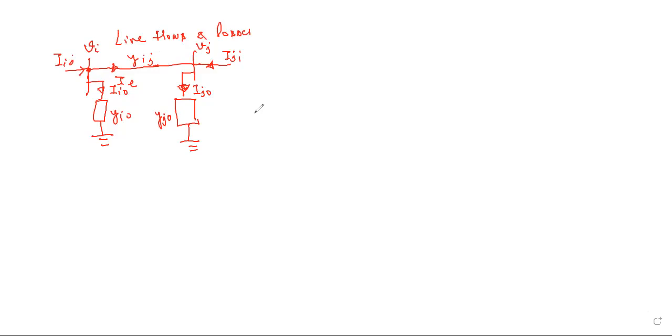Now, in order to do this, consider the line connecting two buses, I and J, that we have considered here. In this, you can see the line current Iij is measured at bus I. The line current Iij, measured at bus I, would be positive.